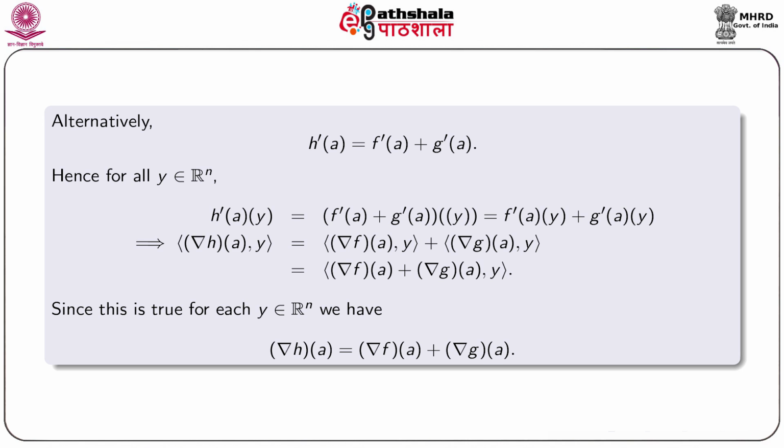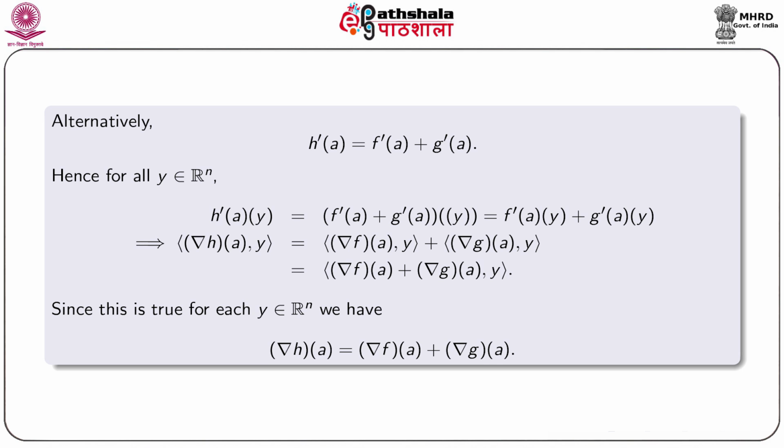We show the same calculation in an alternative fashion. We know we can express the linear transformation H'(a) as the sum of two linear transformations F'(a) and G'(a). Hence, for each y in Rn, we have H'(a) y equal to the linear transformation F'(a) plus G'(a) operated on y, which is nothing but F'(a) y plus G'(a) y.